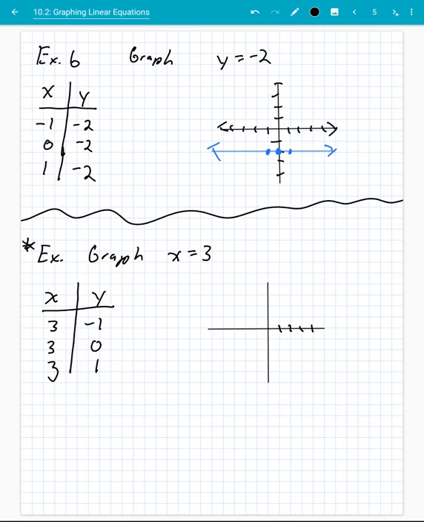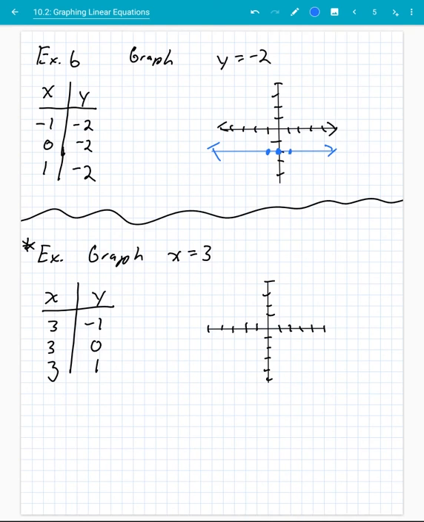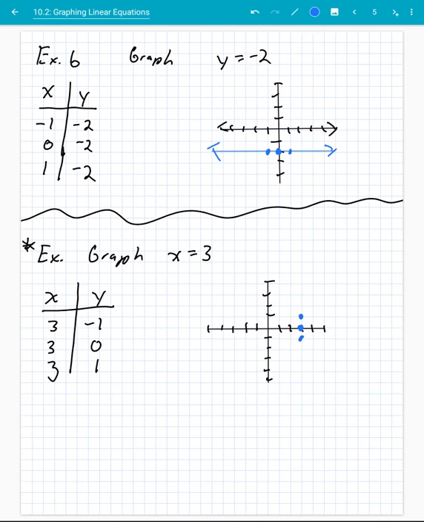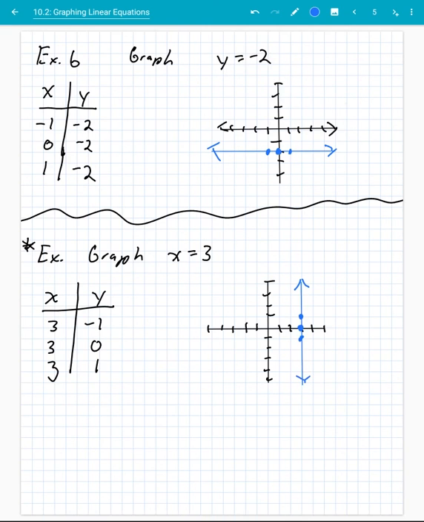1, 2, 3, 4. 1, 2, 3, 4, 5. 1, 2, 3, 4, 5. Almost height proportional. 3, -1 is right here. 3, 0 is right here. And 3, 1 is right here. So if we notice, all of these connect and make a vertical line.